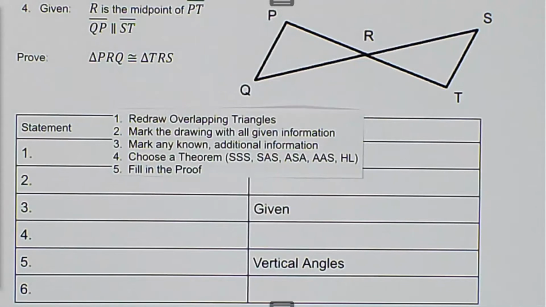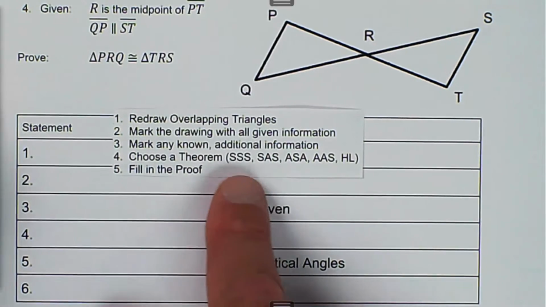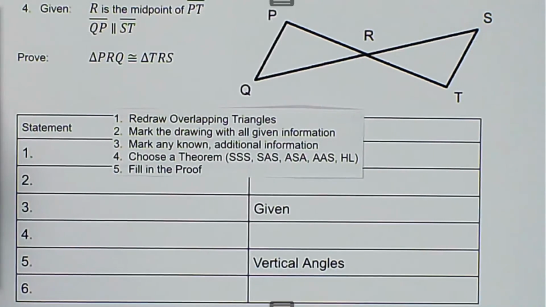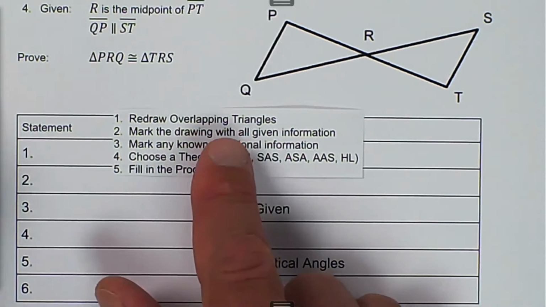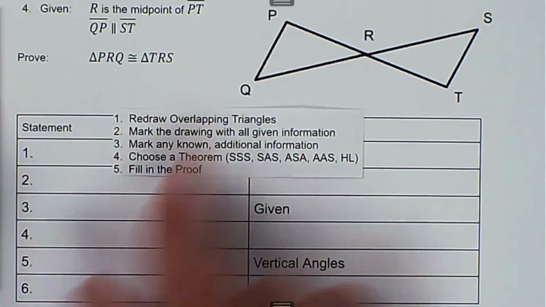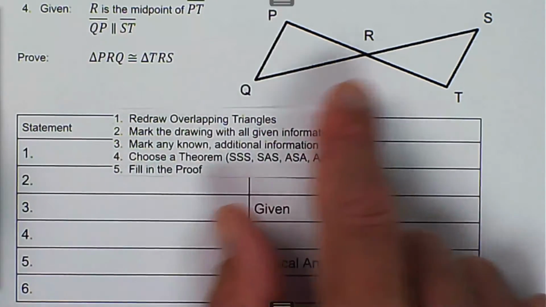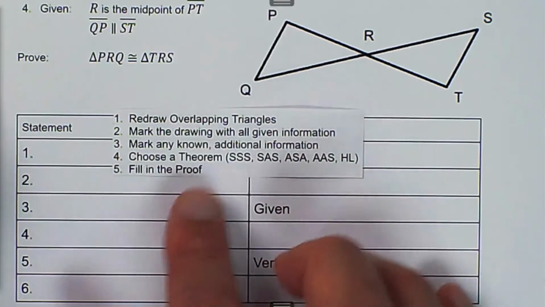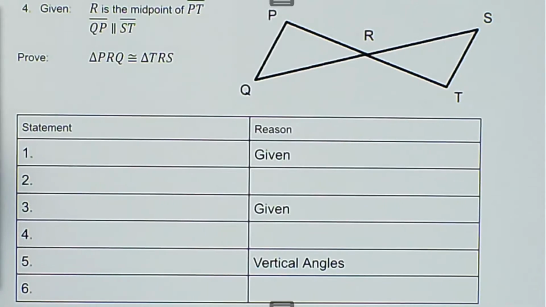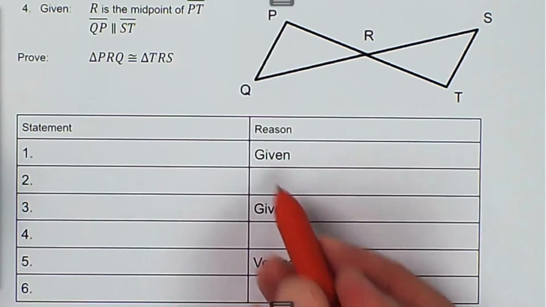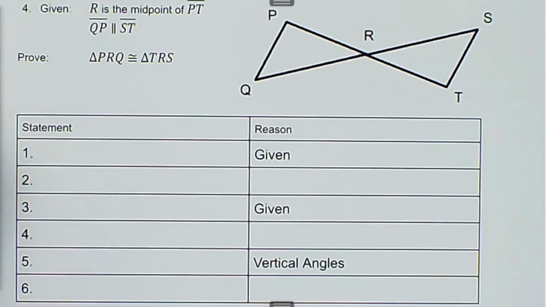We are talking about triangle congruence postulates, and we want to use these theorems in order to prove triangles are congruent. And the first one is redraw overlapping triangles, the first step, and in this case we don't have to. So now we can go into these next couple steps. And again, we have some information that's written down for us already.